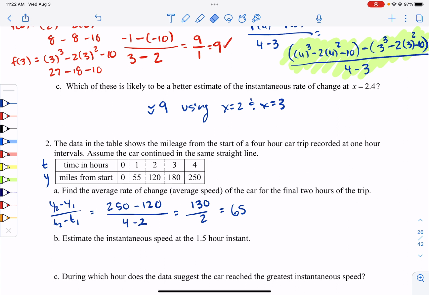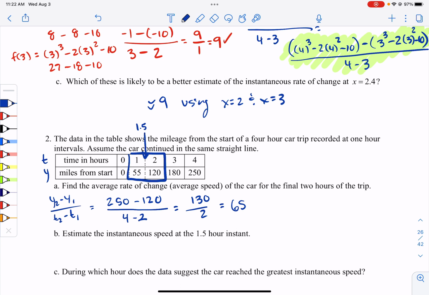Estimate the instantaneous speed at the 1.5 hour instant. Okay, so if I look at my hours, I've got 0, 1, 2, 3, and 4. I want to estimate 1.5, which is right in between 1 and 2. So let's use those two values right there to estimate my instantaneous speed. This is not an exact answer. This may even be extremely wrong because we can't actually evaluate what, at that point in time, the car could have been doing. It could have been stopped for some reason. Maybe a cat ran across the road. We are just estimating with the best information we can use.